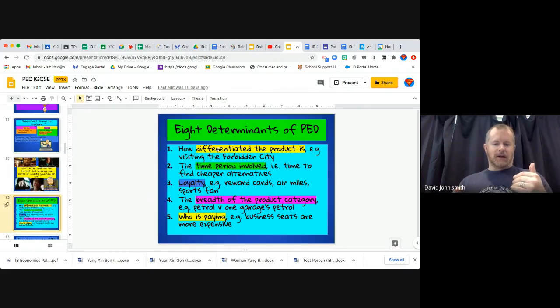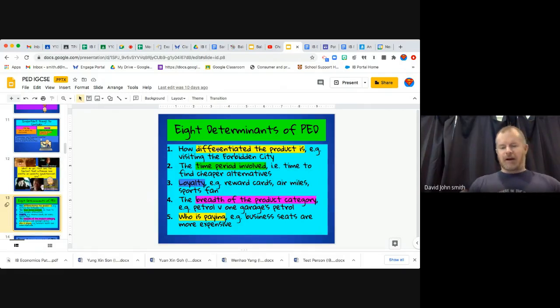If we are looking at the idea of loyalty, right? So you have a rewards card, a membership card, and I don't know about you, but I seem to have 20 million other things, right? Then you are more likely to purchase a product from that particular place because you have that card, regardless of the price. So therefore, you're more inelastic because of your loyalty to the particular product.